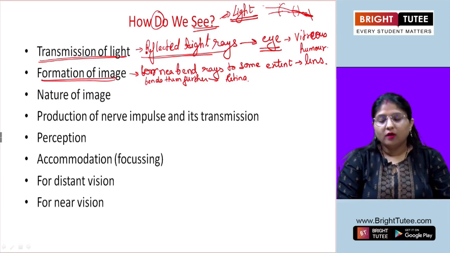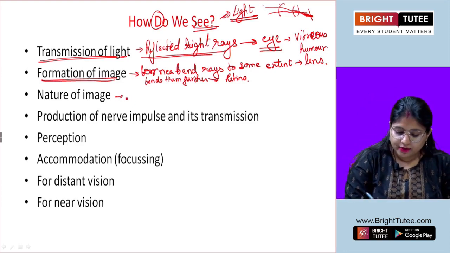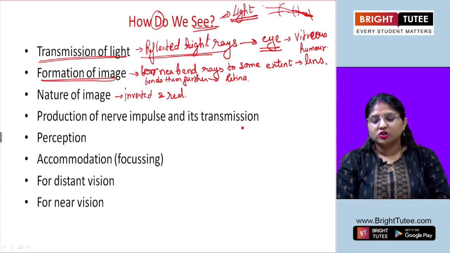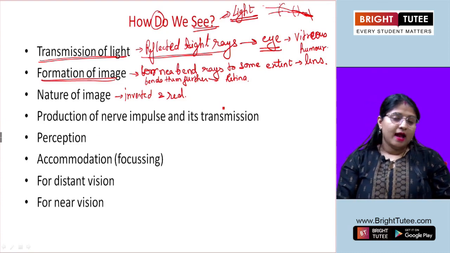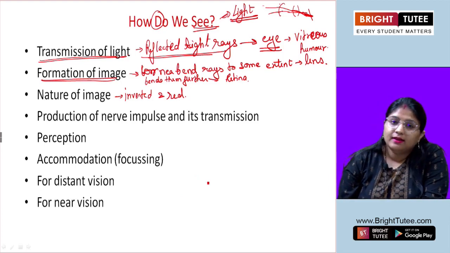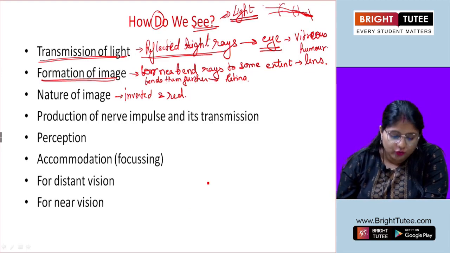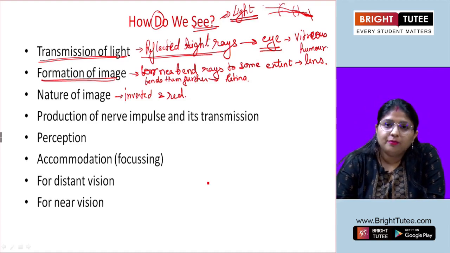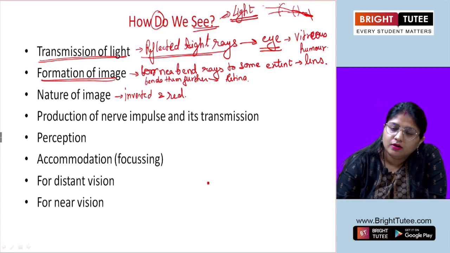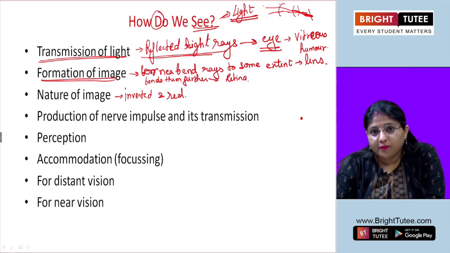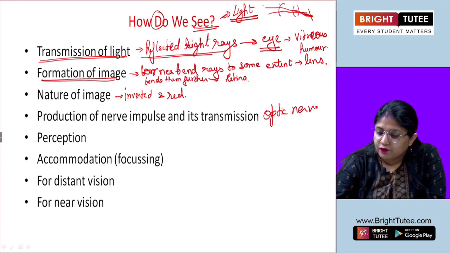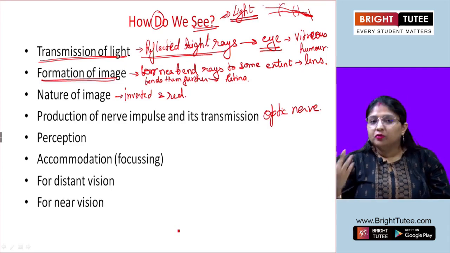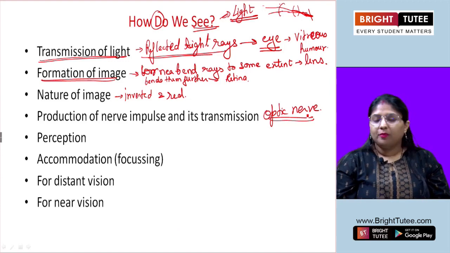Then next you have the nature of the image. Because the image is real, the nature is inverted and real. Then production of nerve impulse and its transmission. Now understand, the image is being formed on the retina, and the retina has the sensory cells, that is rods and cones. So what happens here is that the light energy of the image that is being formed on the retina produces a chemical change in these sensory cells, and this chemical change in turn produces a nerve impulse. This nerve impulse is then carried through various nerves and reaches the optic nerve, and from the optic nerve it reaches the brain, right? So the light energy which is falling on the rods and cones stimulates the rods and cones, the rods and cones in turn produce a nerve impulse, and this nerve impulse goes to the optic nerve, and from the optic nerve it goes to the brain.